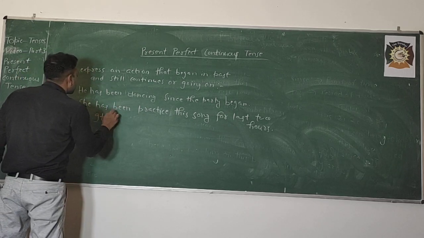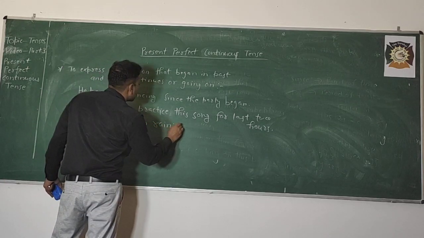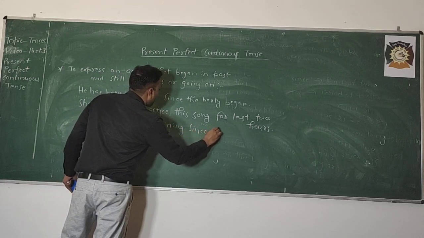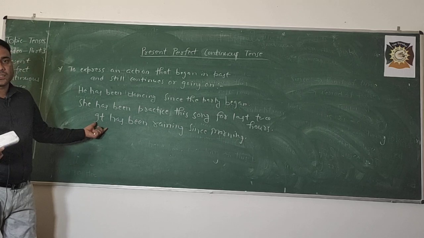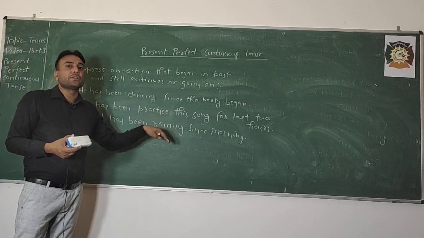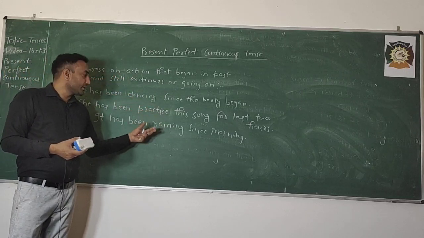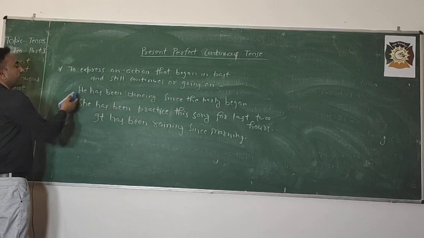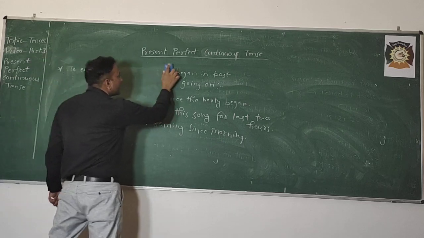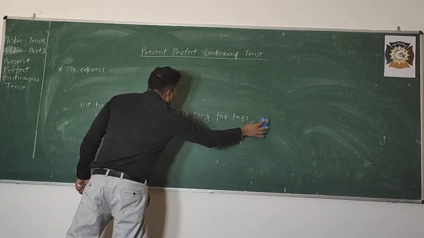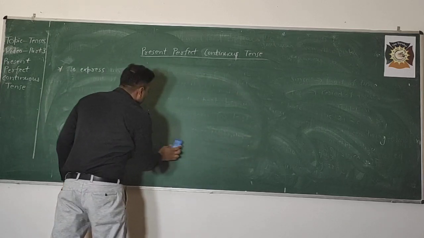If I say it has been raining since morning, it means the rain started in the morning and still it continues. So the action begins in the past and is still going on. So this is the first use of present perfect continuous tense. Now we will come to the next use. I think you all are getting it. When you see the video, everything will be clear to you.